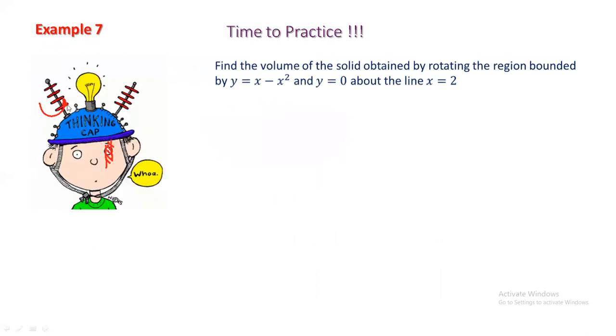Now, this time to practice. For example, number 7. Find the volume of solid obtained by rotating the region bounded by y equal to x minus x squared, y equal to 0. This is actually your x-axis, and you are to rotate it about the line x equal to 2. So not on any axis, but on a different line. What about this, Miss Ali? So let's see. Okay.